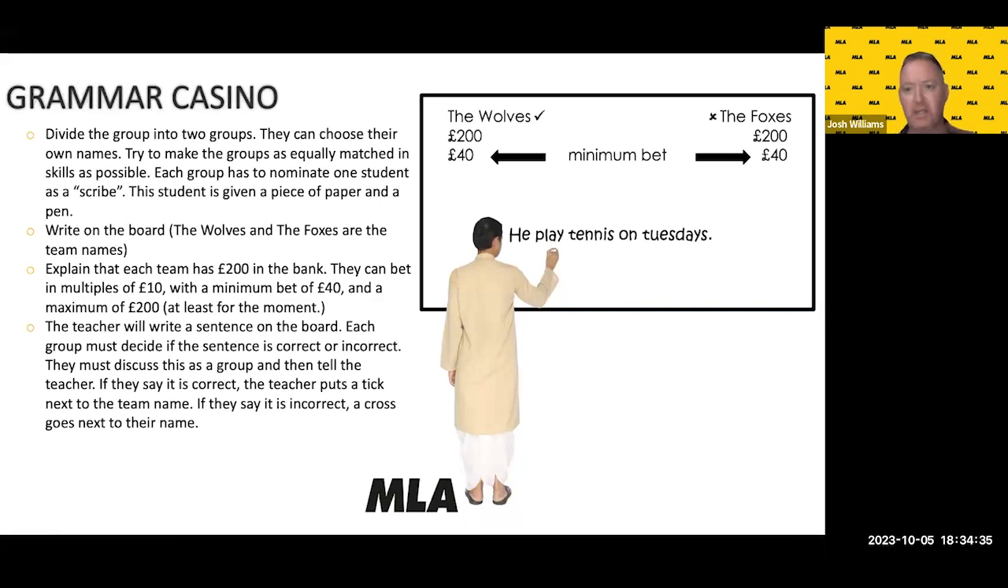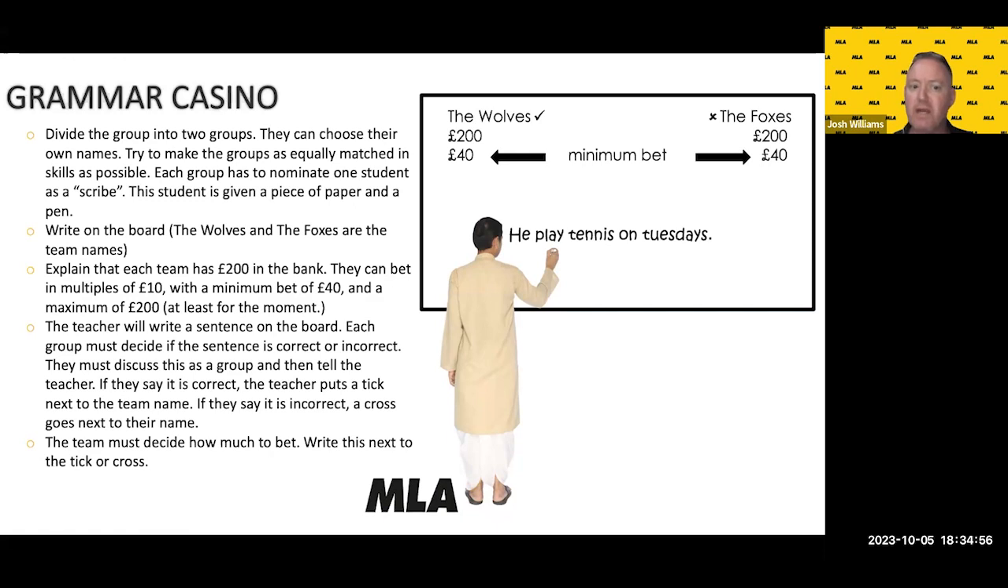If they say it's incorrect, a cross goes next to their name. So it doesn't mean that group did it correctly or incorrectly. It just means that they think it's correct. So in this case, the wolves say, I think that's okay. The foxes have decided that it's incorrect. Then we pass on to the next one.